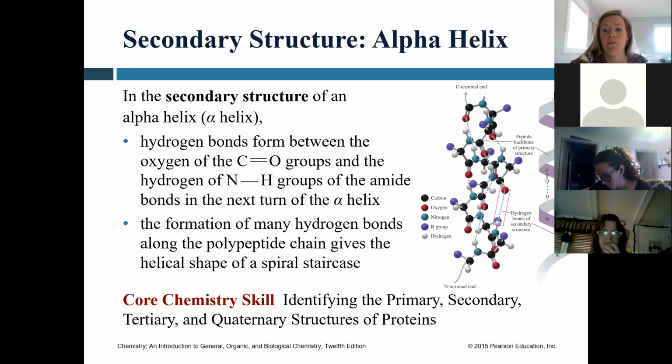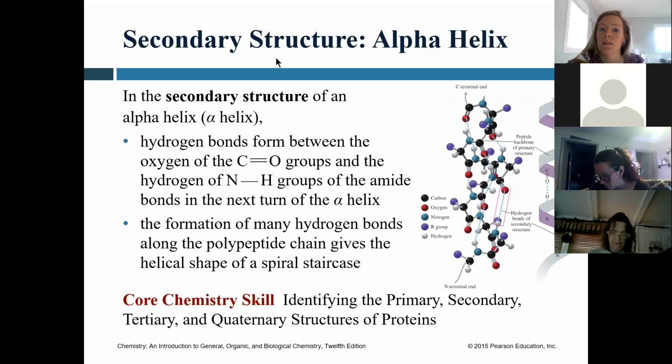If we have a secondary structure like the alpha helix, there are hydrogen bonds forming between adjacent oxygens and hydrogens. Here's the oxygen, you can see here, there's an oxygen from the C group on one end and the hydrogen from a C group on another. And what that does is it causes it to coil in on itself.